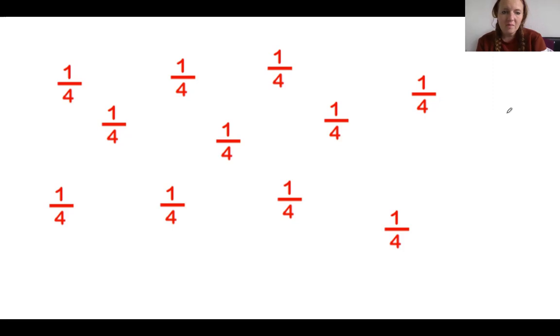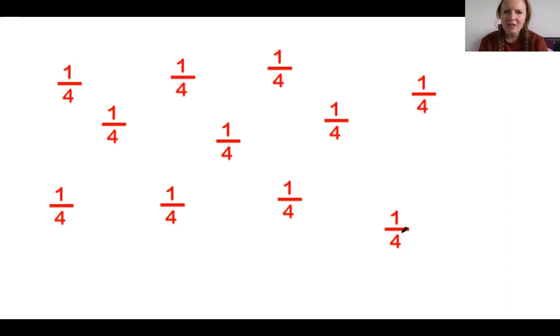Now, here I've gone back to represent my quarters. Let's count them again. 1/4, 2/4, 3/4, 4/4, 5/4, 6/4, 7/4, 8/4, 9/4, 10 quarters, 11 quarters. Very similar to our other example. What do you think the first step would be? Hopefully you've said that we should group them and you are spot on.